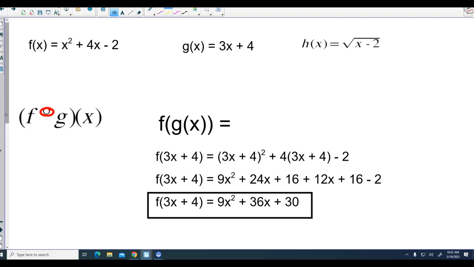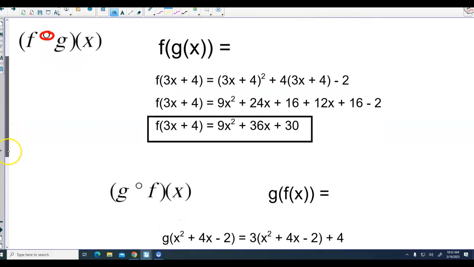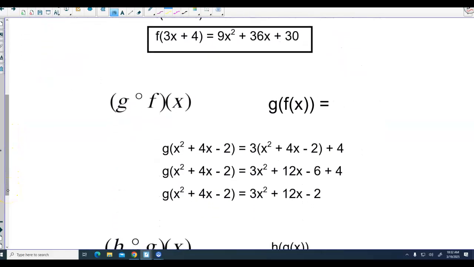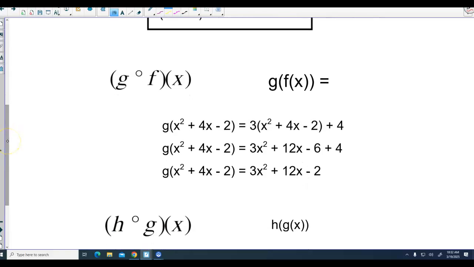That's what we mean to have a composition of functions. We literally take one function, and wherever we see x, we plug that in. And your answer will be an expression. Okay? Now, take a look at the reverse. G of f of x. So for f of x, I plug in x squared plus 4x minus 2, and wherever I see an x in the g of x function, which is 3x plus 4, I plug my x squared plus 4x minus 2. This one's actually a little simpler, because you just have to plug it in one spot. We distribute the 3x squared plus 12x minus 6 plus 4, and then we combine our like terms. And your answer will be an expression.